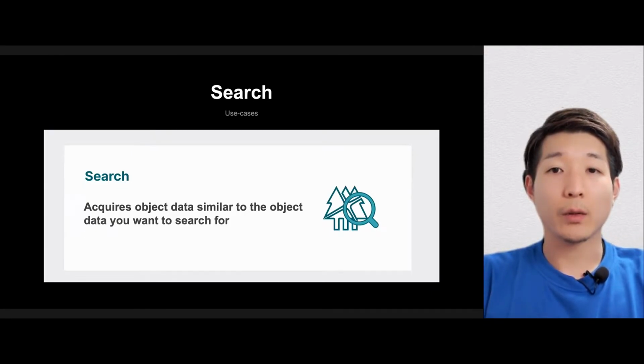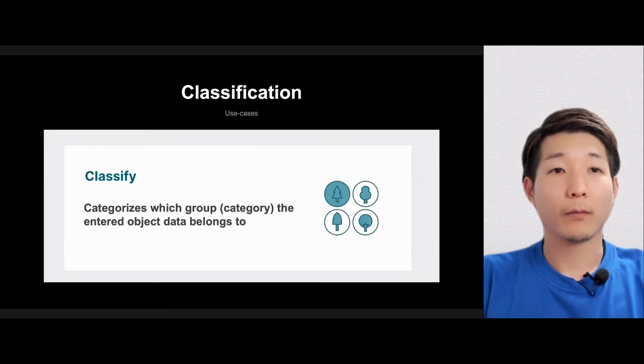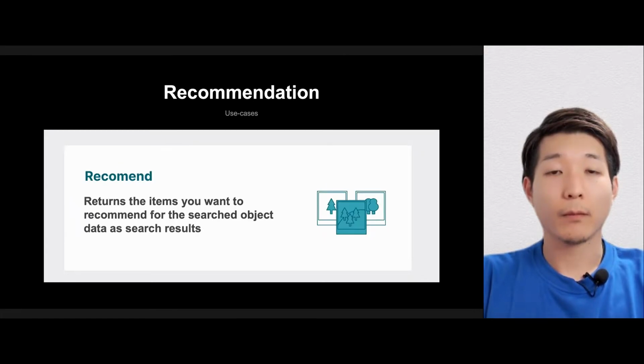So in search, the most typical one you can imagine is a similar image search, where you acquire object data very similar to the object data you'd like to search. In classification, for input object data, you categorize which group it belongs to. For example, face image recognition could be a possible applicable case.